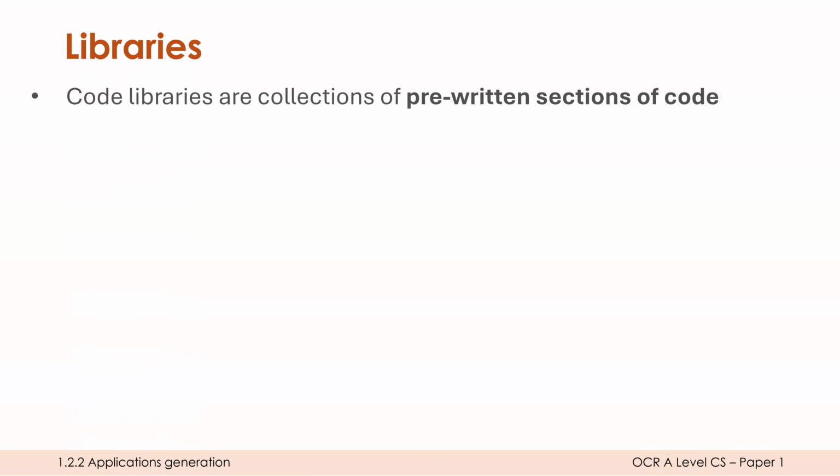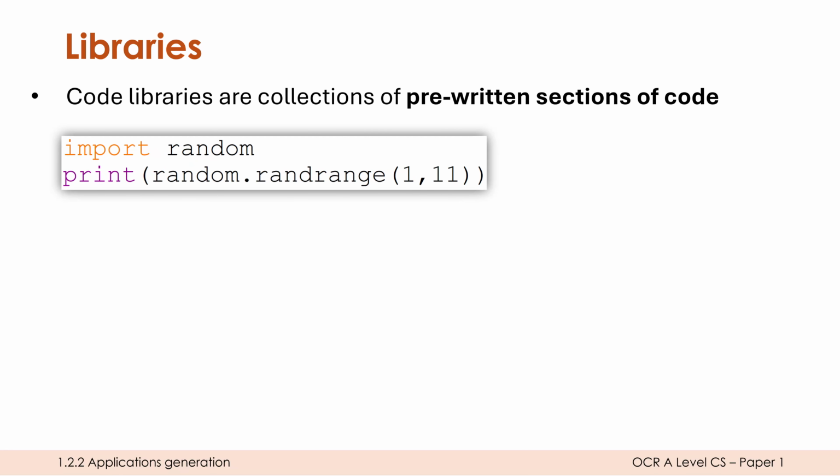Starting with a library. A library is a collection of pre-written sections of code. Someone else has written these and I'm able to utilize them. Libraries are not always open source. They can be closed source, they can be free, they can be paid for, but essentially someone else has written code for me to be able to use in my program.